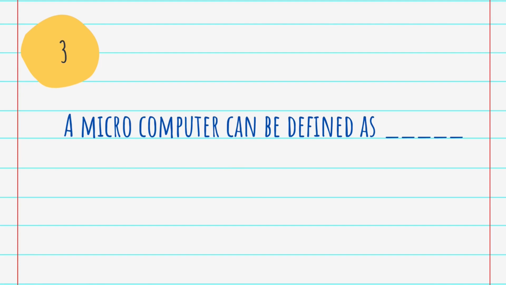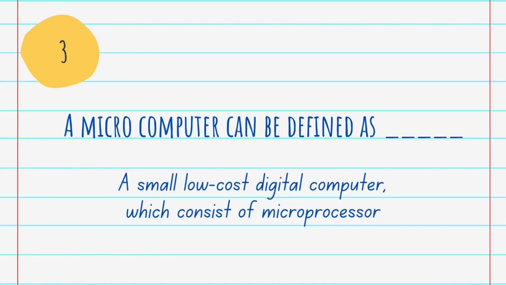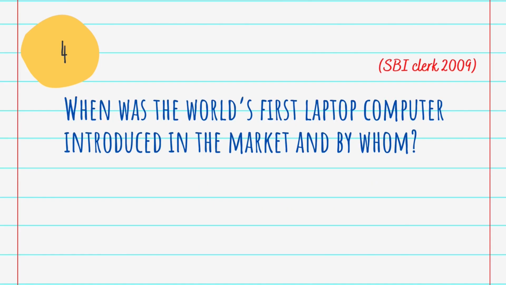Okay. Question number 3. A microcomputer can be defined as a small low-cost digital computer which consists of microprocessor. The computer also includes memory and input-output circuitry together mounted on a printed circuit board. Okay. Question number 4, which asked in SBI Clerk 2009.